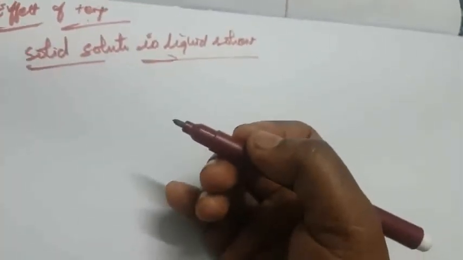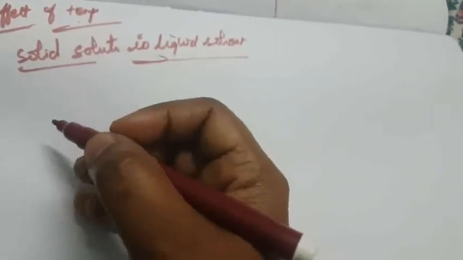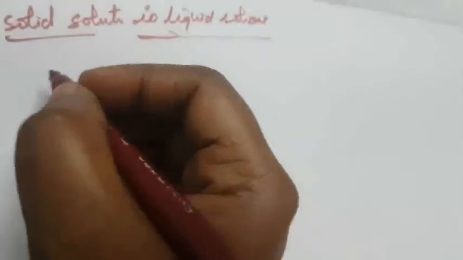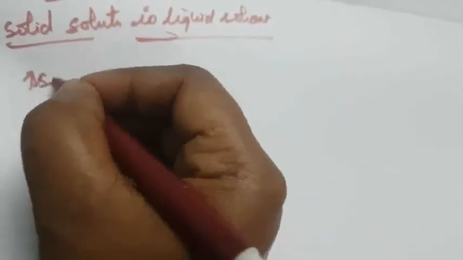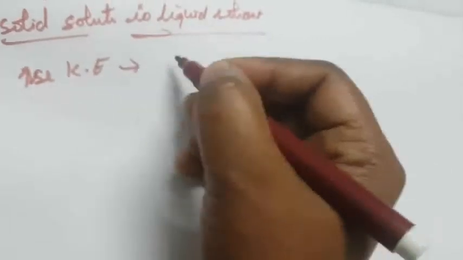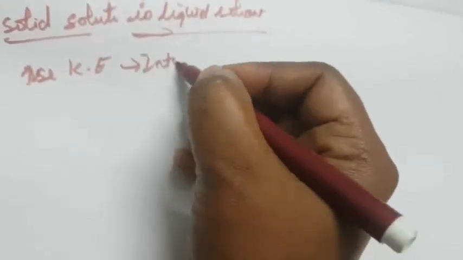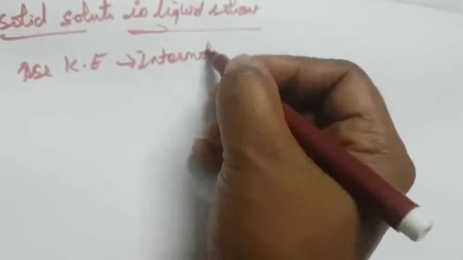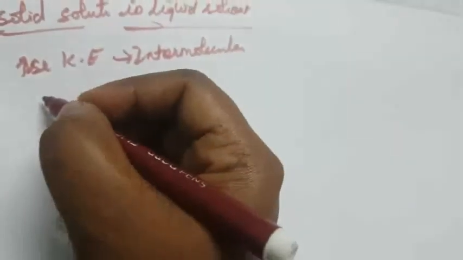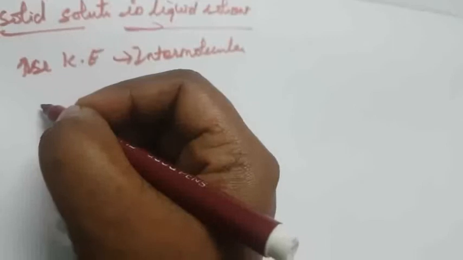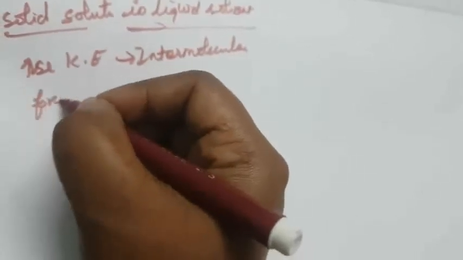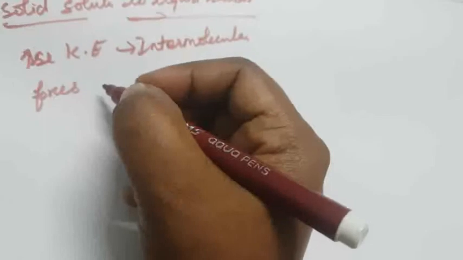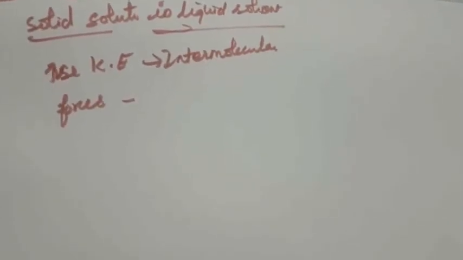The average kinetic energy of the molecules of the solute and the solvent increases. The increased kinetic energy helps the solvent break the intermolecular attractive forces, the intermolecular forces that keep the solute molecules together, hence the solubility increases. Okay, so that is the reason: when the temperature increases, automatically the solubility also increases.